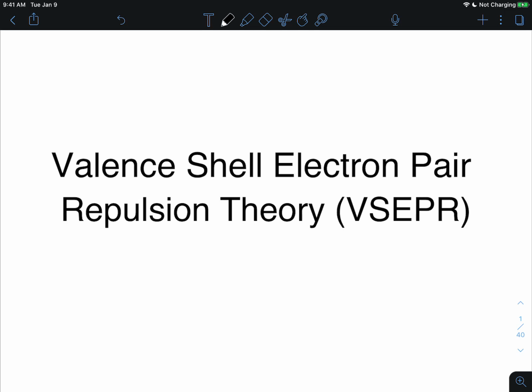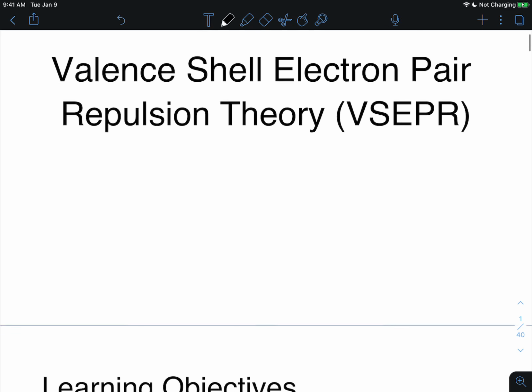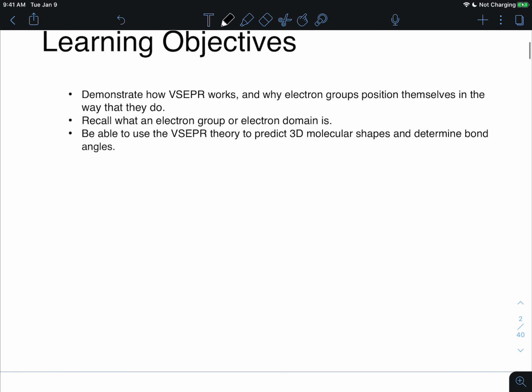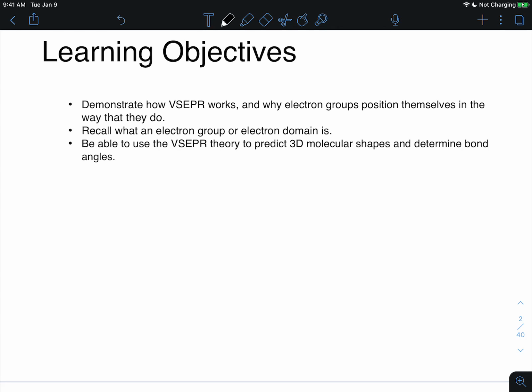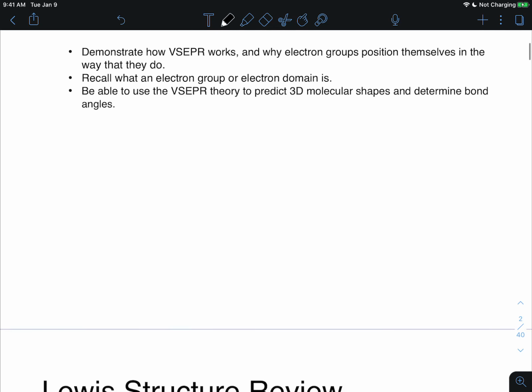Hey guys, in this video we're going to be talking about VSEPR, or valence shell electron pair repulsion theory. We're going to be looking at how VSEPR works, what electron groups are, and what positions atoms end up in when we're in different geometries. We're going to know at the end of this what an electron group is, an electron domain, and use it to determine our electron domain geometry and our molecular geometry, and then predict 3D molecular shapes and determine bond angles, all from this same thing.